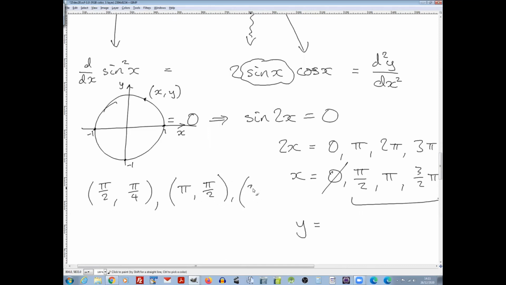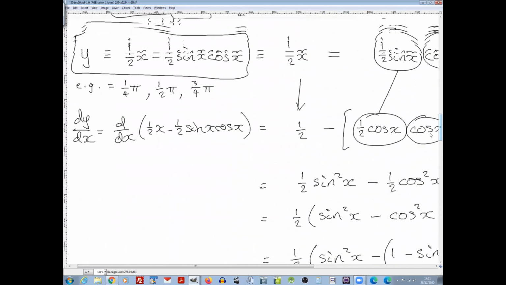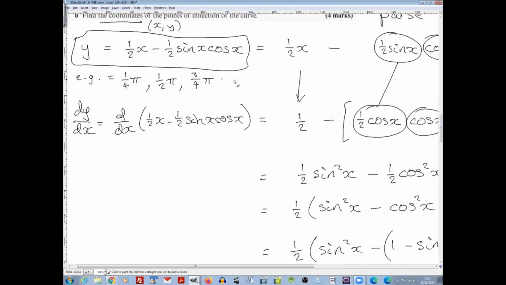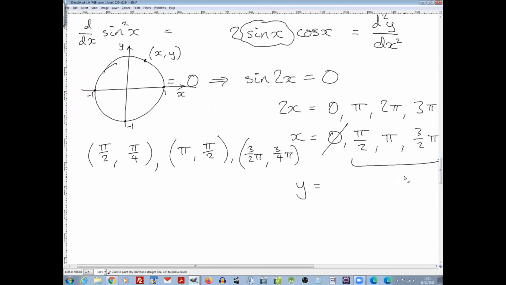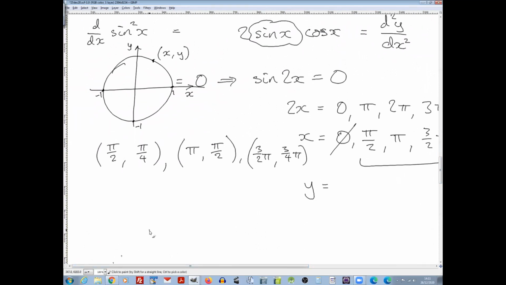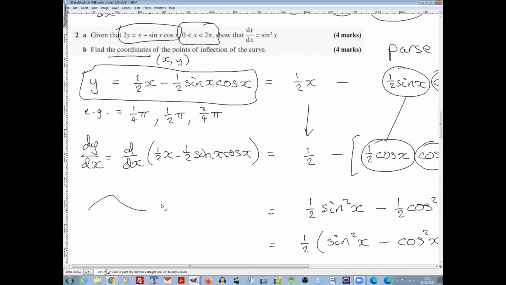And finally, it's a bit funny, isn't it? When I say it's funny, I don't mean anything wrong. These are the y values. As long as we haven't made any errors, I don't see any reason to doubt that or think it too funny. Right. So those are going to be the coordinates of the points of inflection of whatever this curve looks like. I wonder what it looks like.